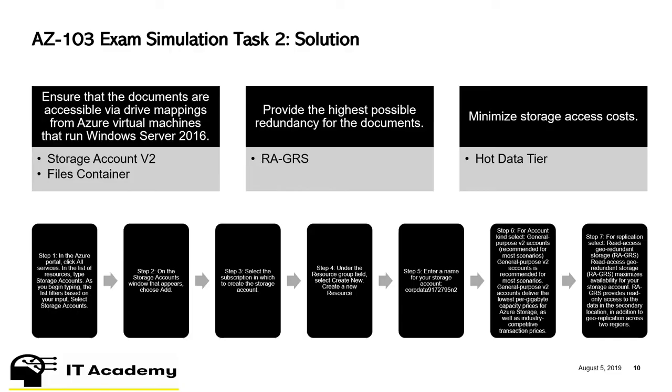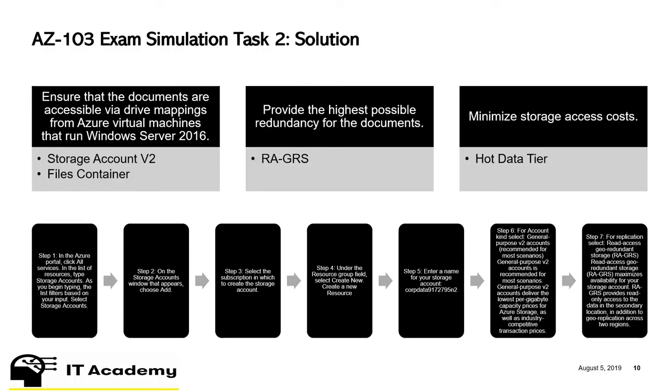The question has asked me to provide the highest possible level of redundancy for the documents. So that means I'm going to select read access GRS, high availability for that storage account. And finally, it's asked me to minimize storage access costs. If you think back to the Azure storage module, we had the choice of data tiers. What we could do, if it was data that was basically going to be archived, is make the capacity very cheap, but pay a premium for accessing that data each time. So that was using the cool or the archive tier.